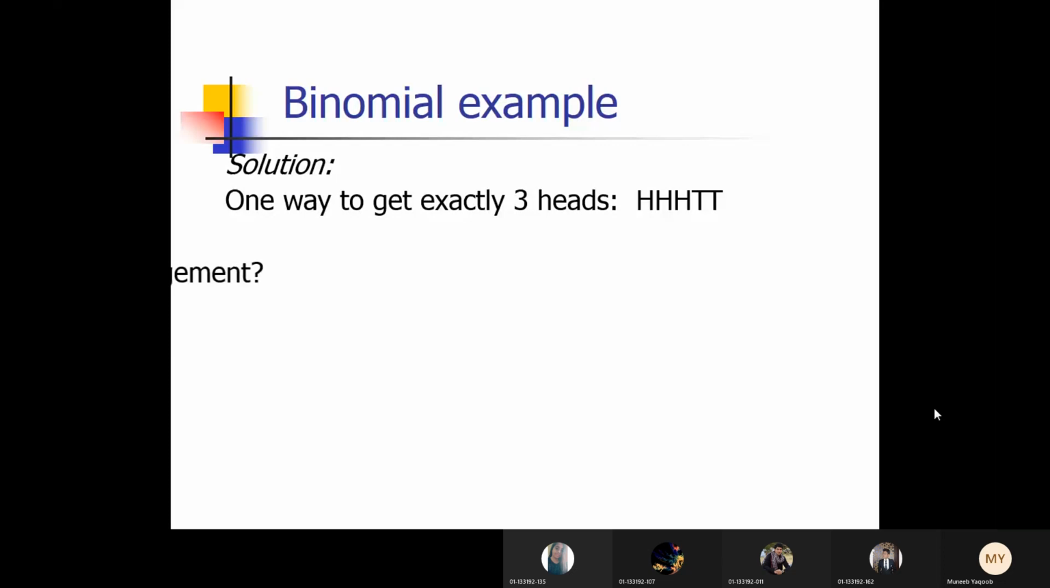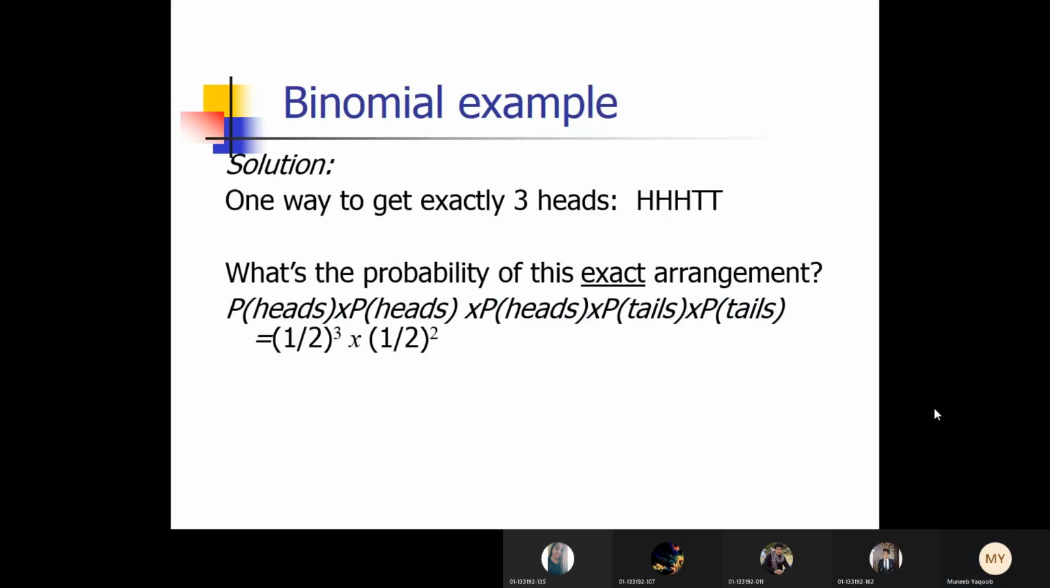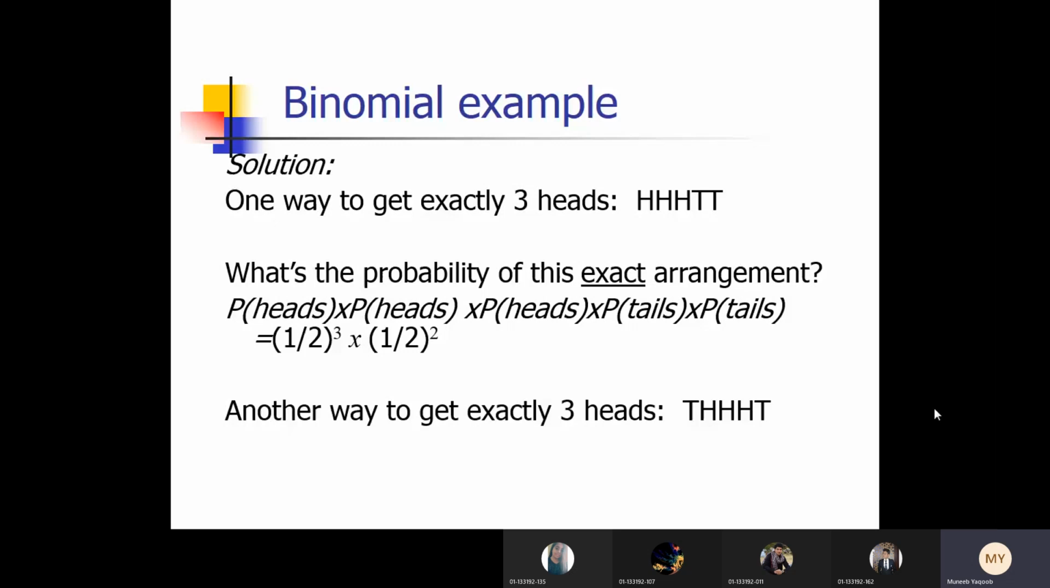But obviously, if we want to calculate the probability of this arrangement, we can say 1 by 2 power 3, that is the probability of 3 heads, multiplied by 1 by 2 power 2, that is the probability of 2 tails. But 3 heads could also occur in this manner, where the first toss and the last toss have an outcome of tail, while the central 3 tosses result in a head.